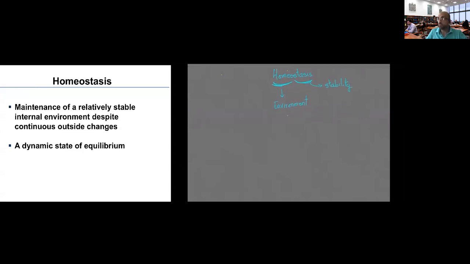So what can we understand here from homeostasis? This is stability of the environment, but what environment are we talking about? The internal environment, the environment inside the body. This is what we call homeostasis. This is the stability of the internal environment.